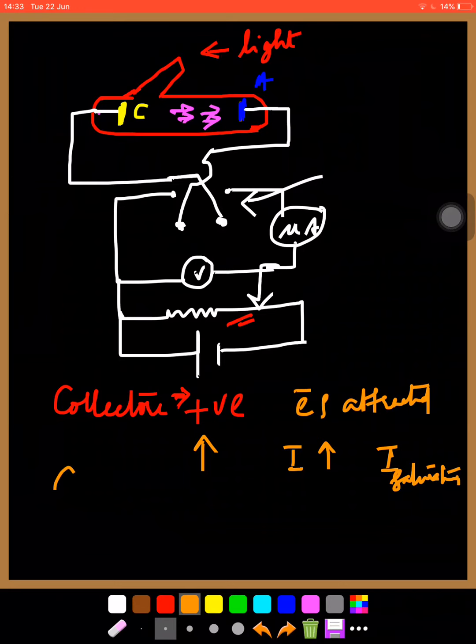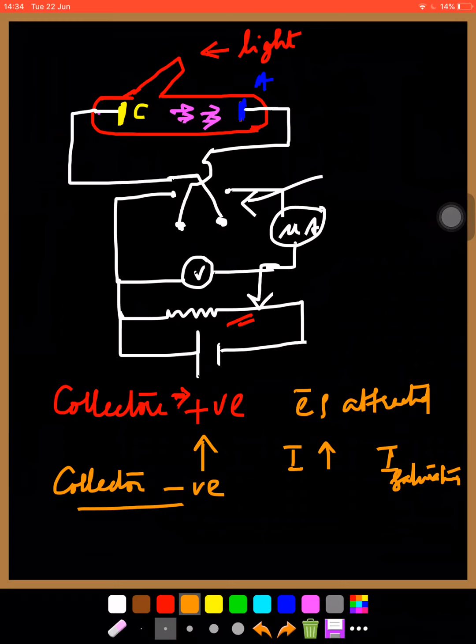Then there is a situation when the collector is positive. Then we are keeping the collector at a negative potential. Negative potential means the electrons feel repulsion.